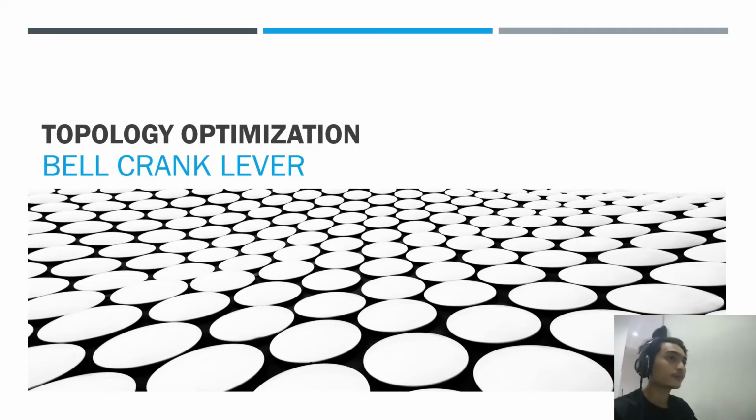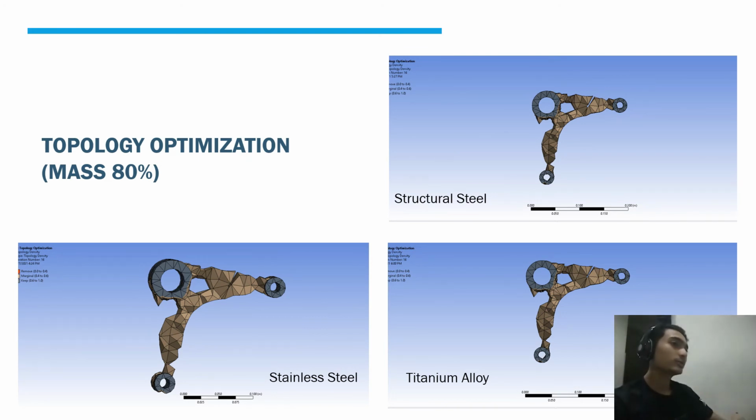Hi, my name is Mohamad Faiz bin Hamzan, and now I will continue about redesigning the model after the optimization analysis has been done. The topology optimization analysis can reduce the mass of the model. This background level can reduce to 80%. Structural steel, stainless steel and titanium alloy have no much different reduced mass.